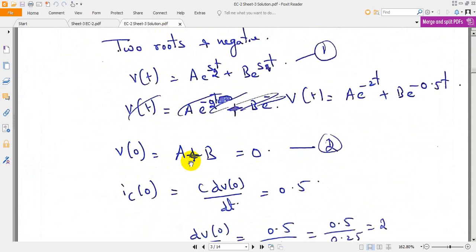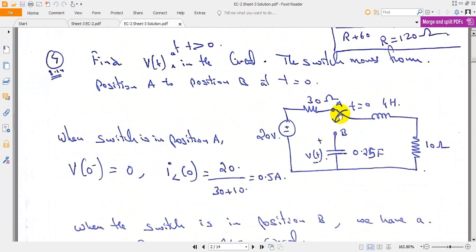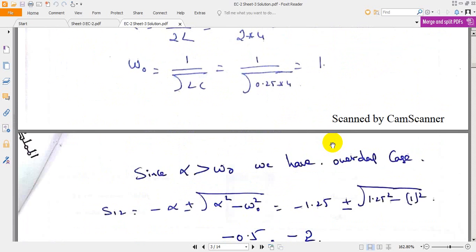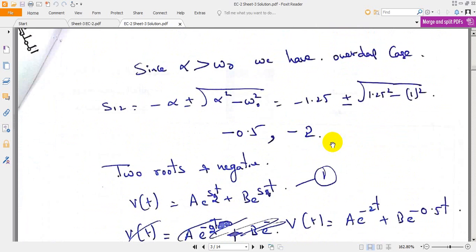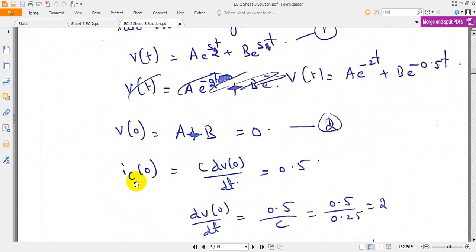So you can write A plus B is equal to 0. We got another equation. Now what we know, as it is an RLC series circuit, the current flowing through the inductor and the current flowing through the capacitor are the same, as they are connected in series. So the current flowing through the inductor I_L should be equal to the current flowing through the capacitor I_C.